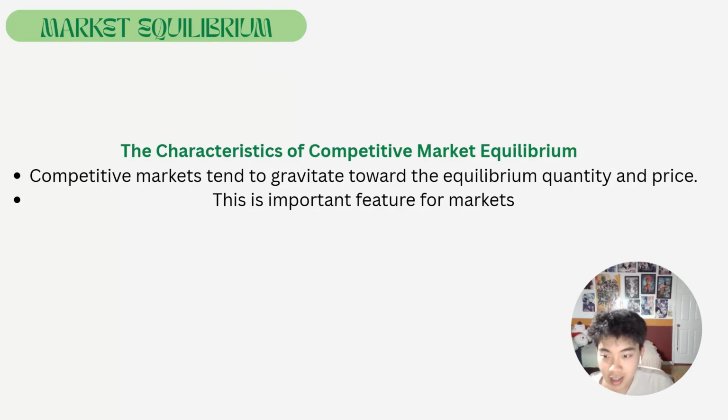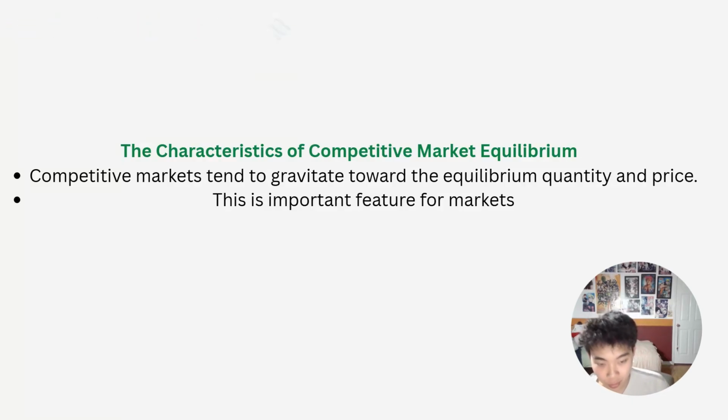Okay. And then we have the characteristics of competitive market equilibrium. Competitive markets tend to gravitate toward the equilibrium quantity and price. This is an important feature for markets.